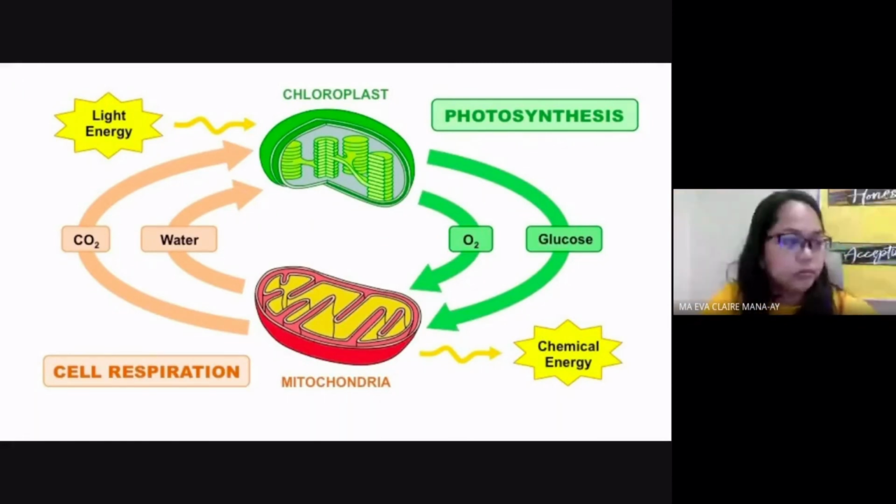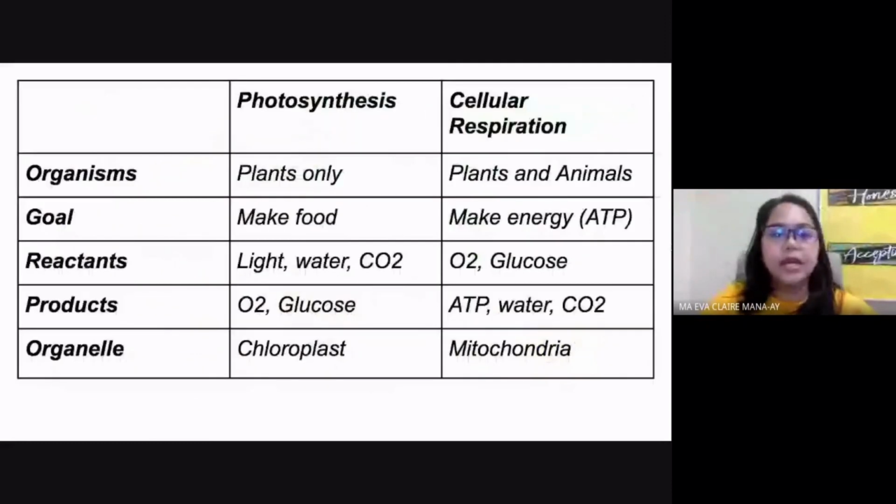Now this slide here summarizes everything that we've studied today. Again, we are trying to compare photosynthesis and cellular respiration. The organisms that would undergo photosynthesis: plants only, since they're the only ones who have chloroplast. For your cellular respiration, this can happen to both plants and animals, since of course both of them have mitochondria, the powerhouse of the cell.